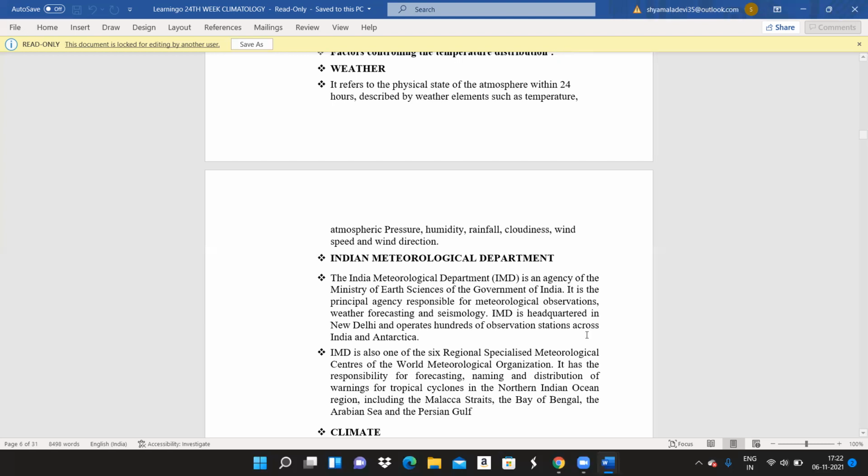It is headquartered in New Delhi, remember the name, and operates hundreds of observation stations across India and Antarctica. We have something called Maitri, and one more. I'm not able to get the name. In Antarctica, we have weather stations, Gangotri and Maitri, I think, if I'm not mistaken. There are two stations over there which read the entire climatic and weather conditions of Antarctica.